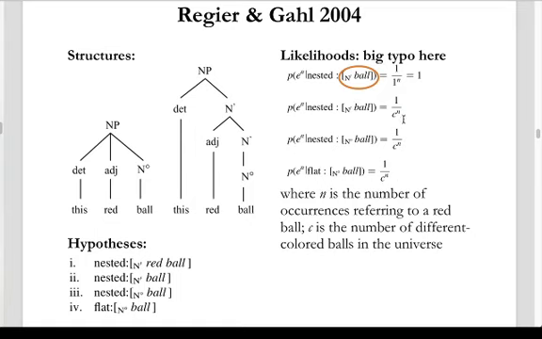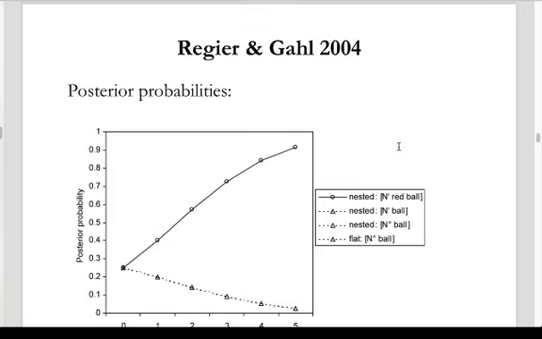In particular, with 6 repetitions and 2 different possible colored balls, each of these would be associated with a 1/64 chance of it being the right grammar, whereas this one is always going to be associated with a 1 chance of it being the right grammar. Now, again, in order to judge which one of these is more likely a posteriori, what the probability is after observing our data for each of these grammars to be right, we're going to have to look at the relative likelihood or the relative probabilities of each of these. Here's how that works out in the Regier Gahl approach.